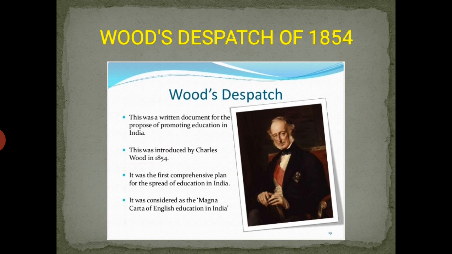Students, what was the main objective of Wood's Dispatch? Listen, the main objective of Wood's Dispatch was to impart Western knowledge to the Indian people and also to develop their intellect and moral character. For the first time in India, the Wood's Dispatch recommended the creation of a Department of Public Instruction in 5 provinces. So, students, these are the features of Wood's Dispatch.